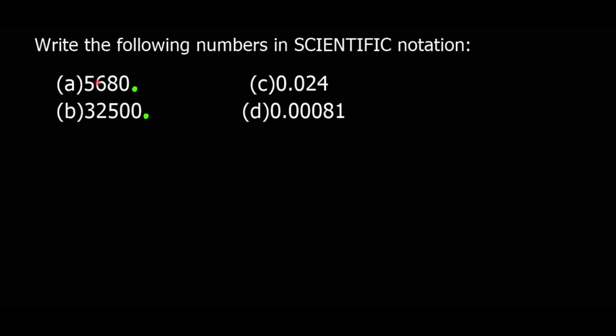If you look at A, B and C, D. A, B is a big number, and then C, D is a very small number. A big number we will know by it being more than 1, and a small number we will know by it being less than 1. 5680 of course is greater than 1, but this one is less than 1 because it starts with 0. Of course 0 and 1, the bigger one is 1. So let's take 5680 and share it in scientific notation.